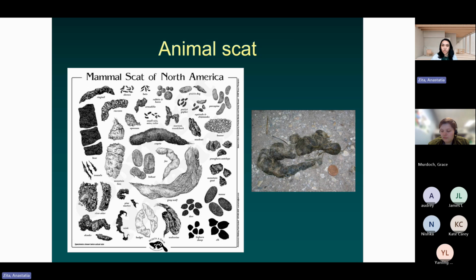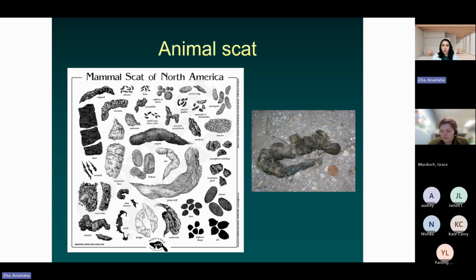Obviously, the size and shape of the scat can also be used to estimate the size of the animal that left it behind. Scientists and researchers now can use DNA analysis to identify the species of animal that left the scat behind. So that could be particularly useful in cases where it's difficult to observe or capture the animal directly. So scat can be used to track the movements and behaviors of animals over time, providing valuable information about their habitat use and activity patterns.